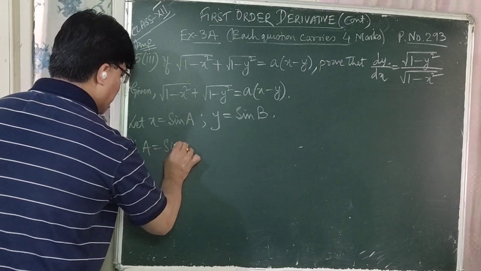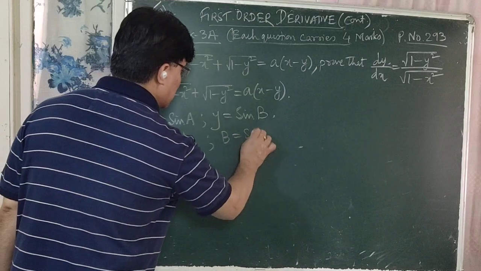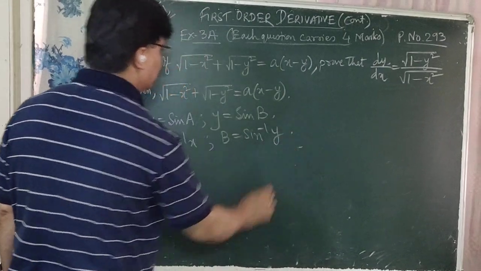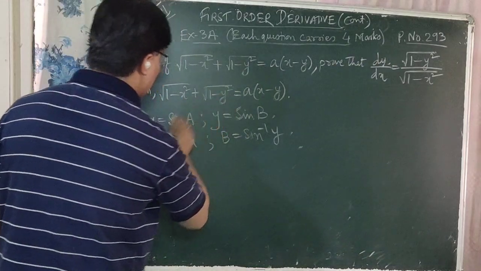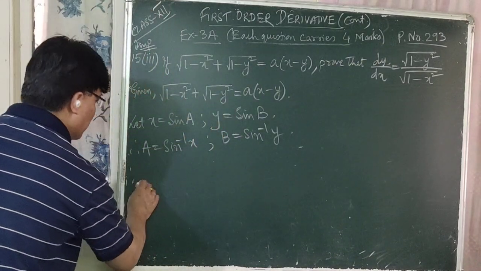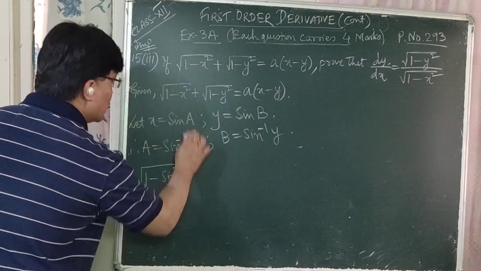So get the value for A. What is A is equal to? Sine inverse x. And what is the value for B here? It is sine inverse y. Is it clear to all of you? Now let us put the value for x and y in given. Therefore, now the given becomes root over 1 minus, what is x square here?